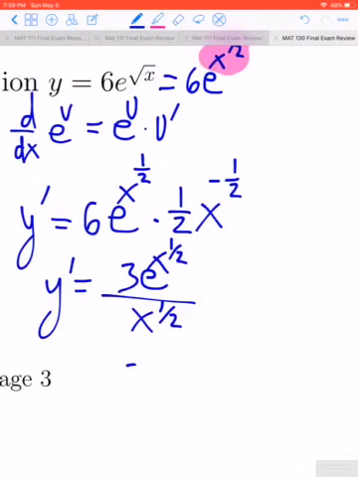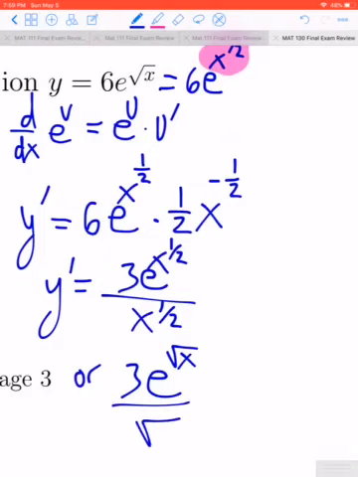And it looks nice if you want to go back and rewrite this with square roots. This is equivalent to 3 times e raised to the square root of x power divided by the square root of x. This would be y prime.